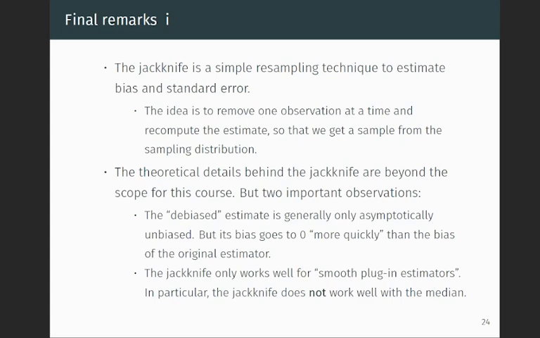There's actually a lot of theoretical detail behind the Jackknife, which is beyond the scope of this course. But I just want to make two important observations. The first one is that the debiased estimate is generally not actually unbiased, but more accurately, it's asymptotically unbiased. What this means is that when you remove the bias estimate, the bias will go to zero more quickly than the bias from the original estimator, but it's not necessarily zero. So that's the first key thing: you actually gain something from using the debiased estimates.